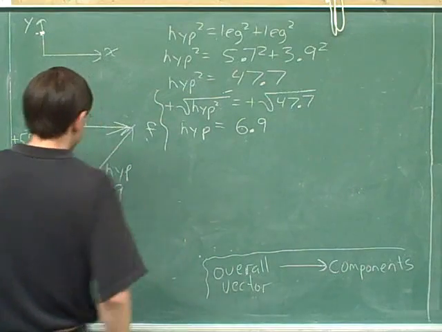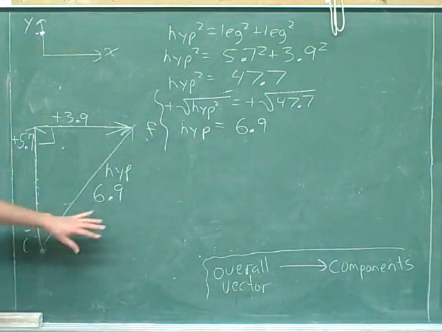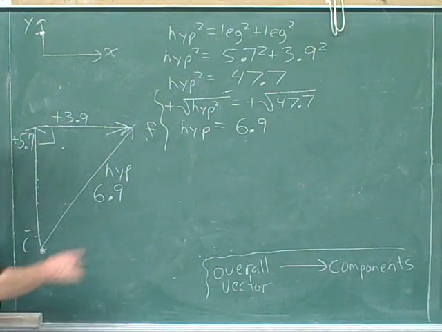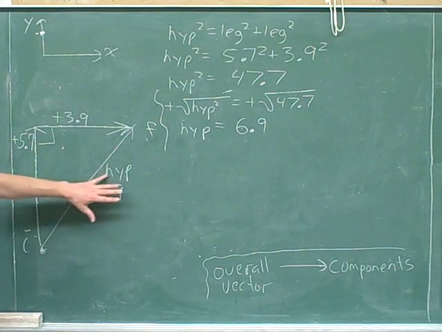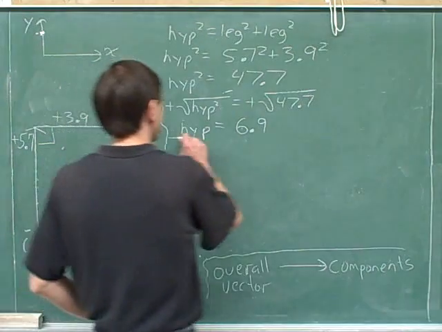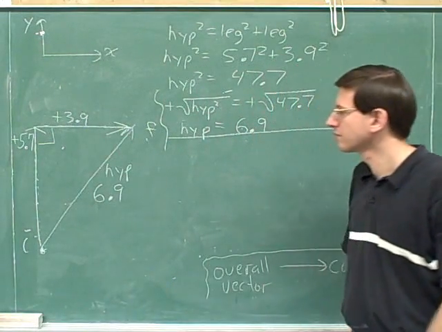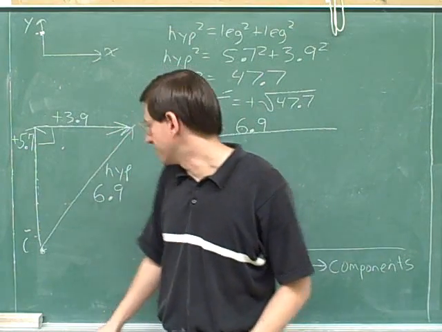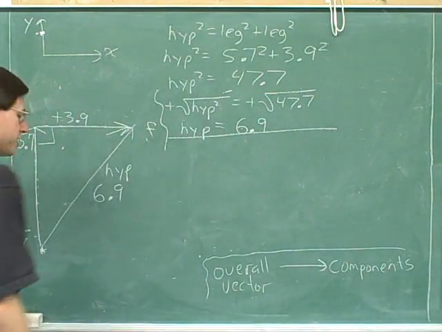And I'm still not going to indicate the sign even in this picture, because remember that this number refers to the overall vector. Overall vectors don't have signs, because overall vectors are not parallel or anti-parallel to an axis. So all we can say is that the magnitude of the overall displacement is 6.9. So we know that ultimately we ended up 6.9 meters from where we started.